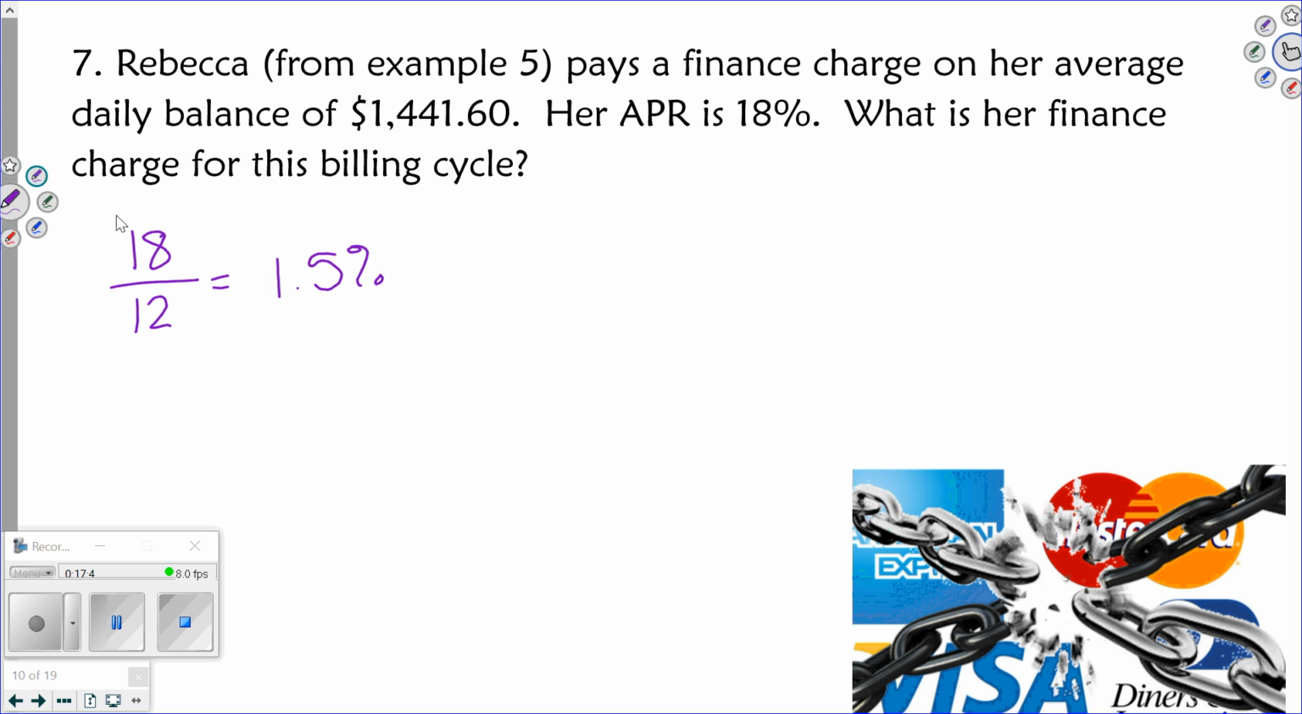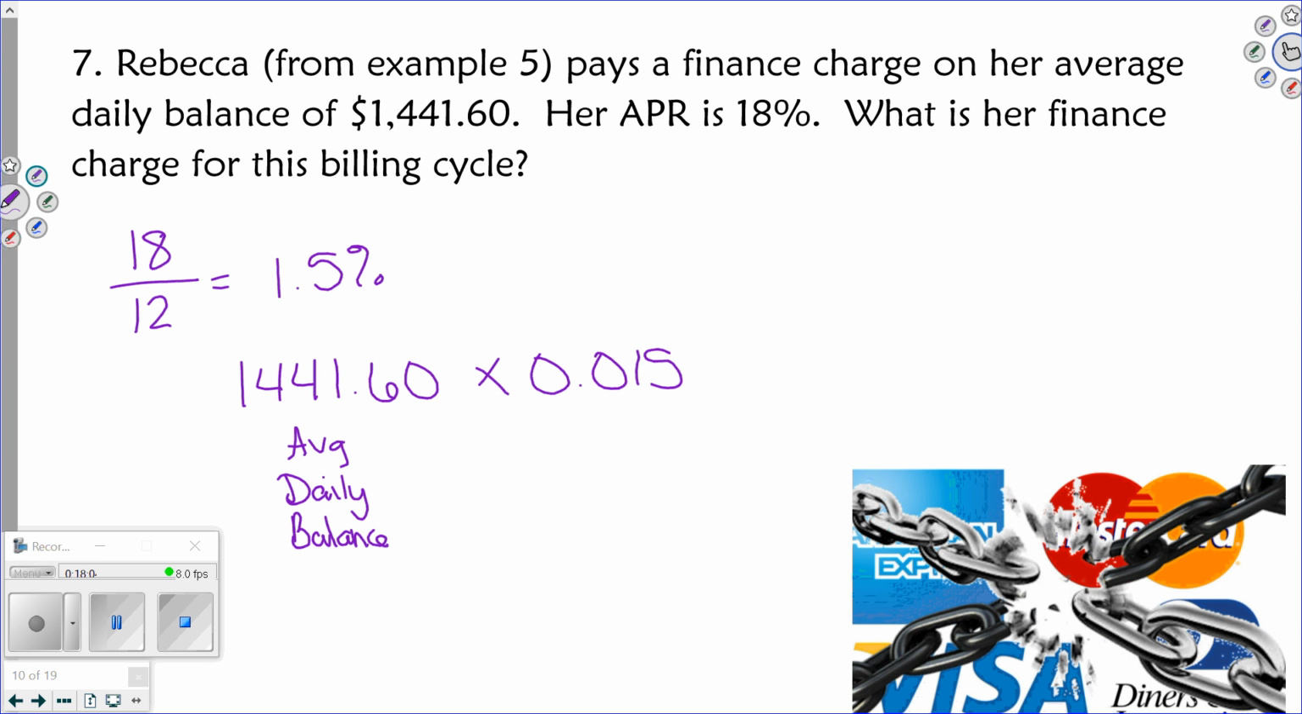And you'd think, oh, 1.5%, that ain't bad, right? But every month, that's what they're going to charge you in interest. So we're going to take then her average daily balance, right? This was her average daily balance. And we're going to multiply that by 0.015. That is her monthly interest rate. Obviously, we always convert those to a decimal when we multiply them. So 1441.60 multiplied by 0.015.